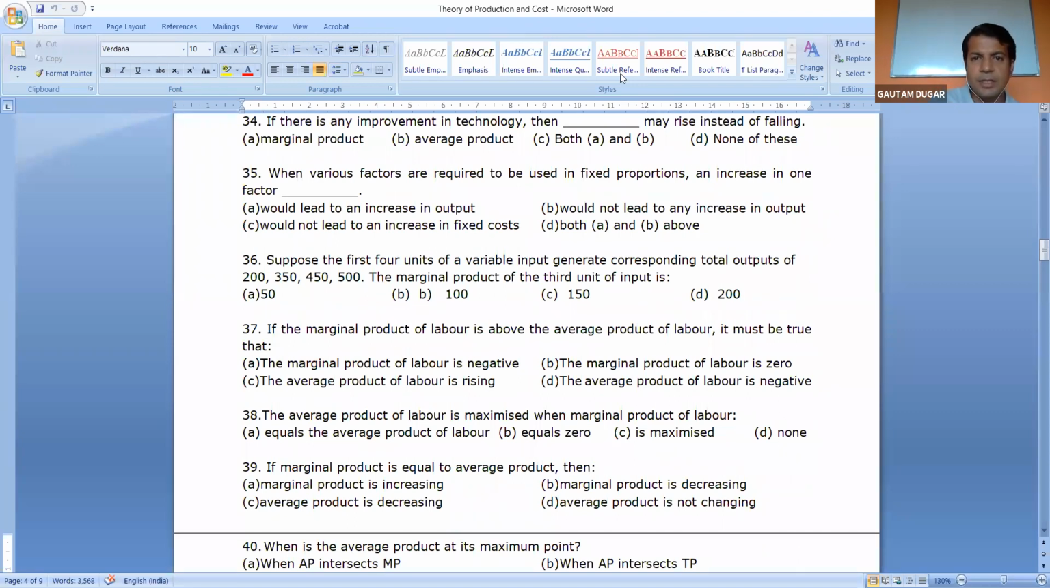Yes, the answer is B, 100. That is the correct answer. Because the marginal product of the third unit: the first was 200, then 350, then 450. From the second to the third unit, from 350 we move to 450. The answer is definitely 100. I don't know why some of you said A is the wrong answer.